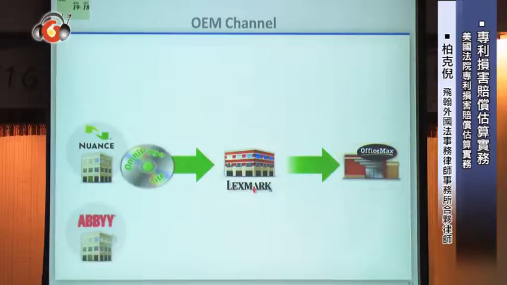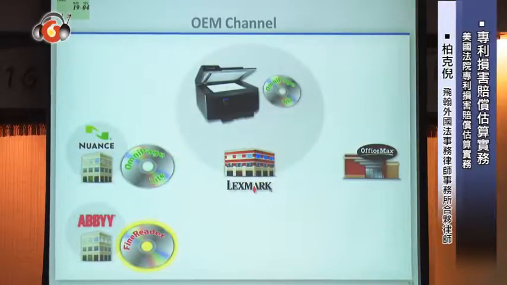Well, Nuance had a very successful business with Lexmark when it did that. And then in the early 2000s, Abby came along and started telling Lexmark that it had a choice, that it could use Abby's infringing software instead of Nuance's software. And that made Lexmark reconsider its contract with Nuance.